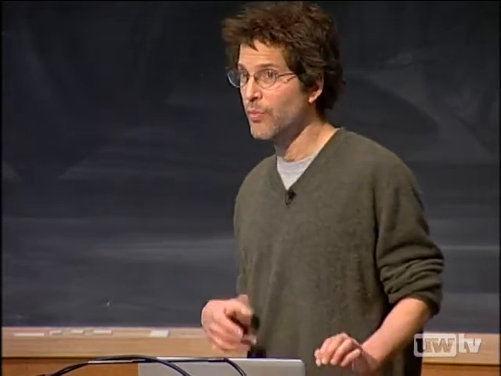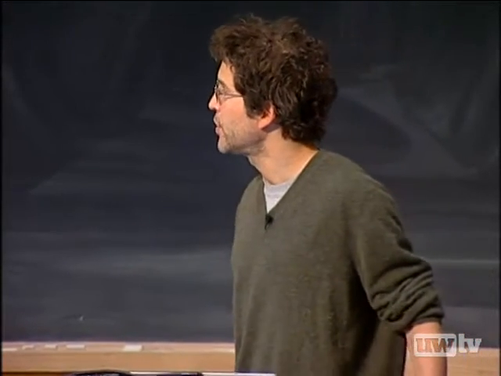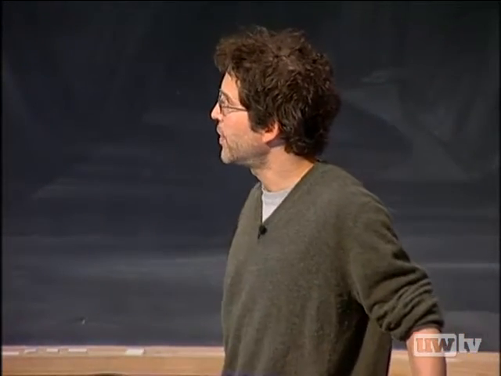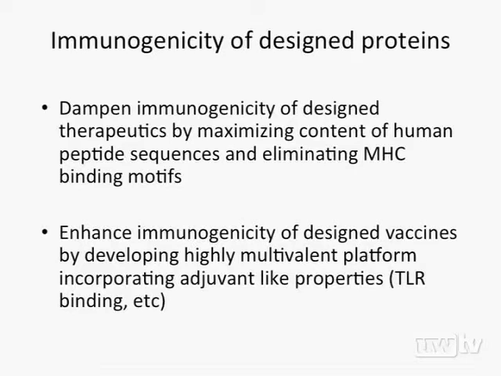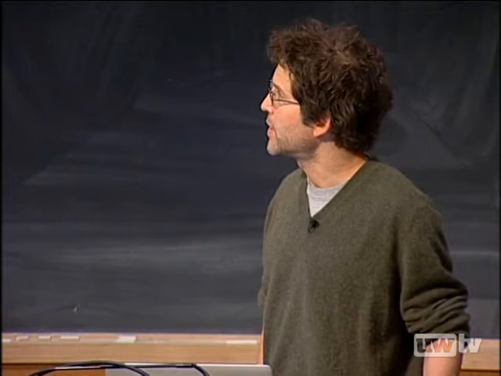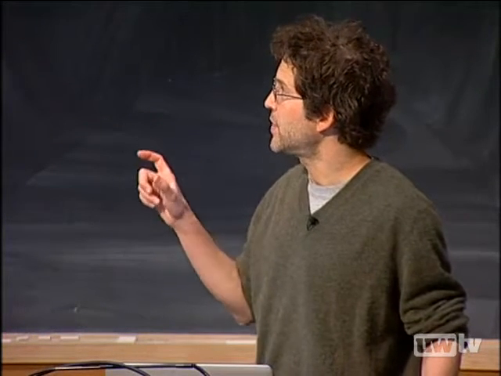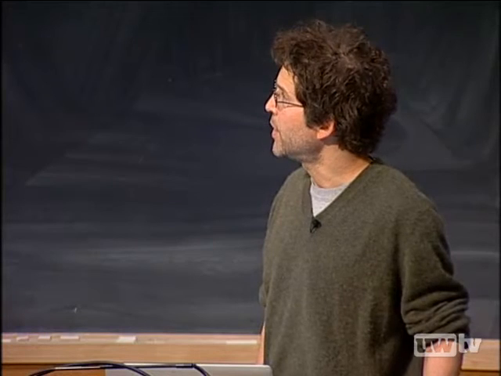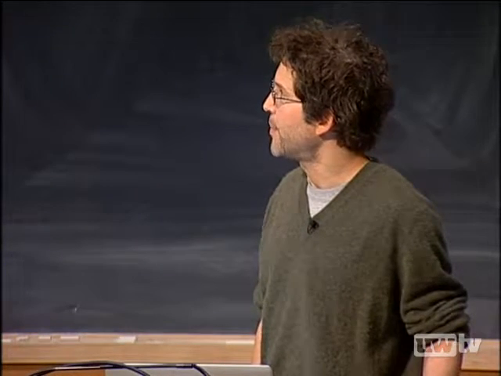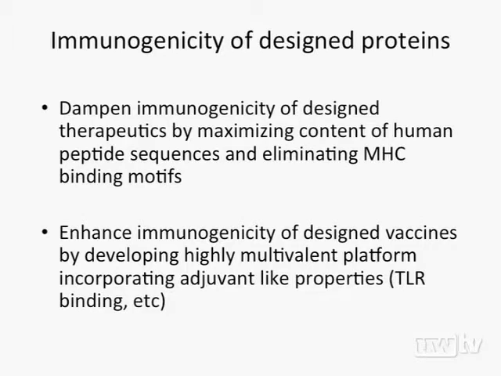Now, there's an obvious problem, which has probably occurred to all of you, which is that these designed proteins could be very immunogenic. Something I'm very interested in doing, and I'm trying to convince someone in my group to do now, is to see if we can make designed proteins invisible to the immune system, or at least less immunogenic, by maximizing the content of peptide sequences found in the human genome and minimizing the content of MHC binding motifs. I think a lot of the potential of work in this area will depend on being able to design things that don't elicit strong immune responses.